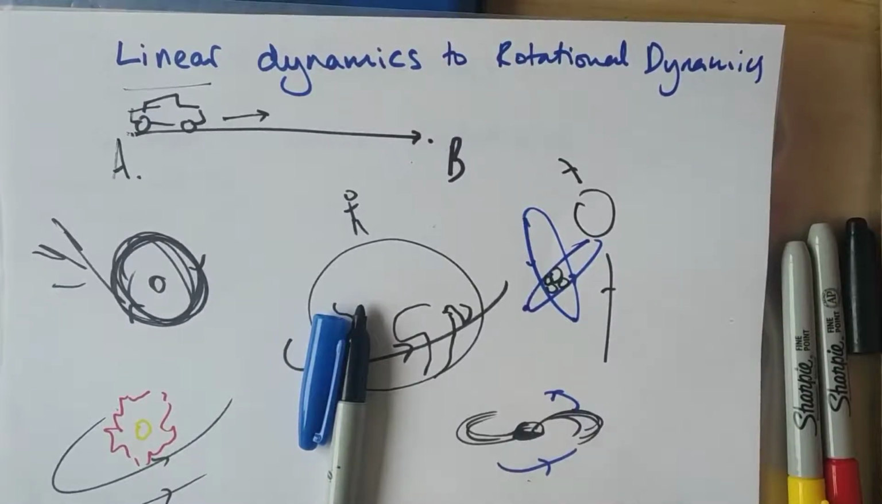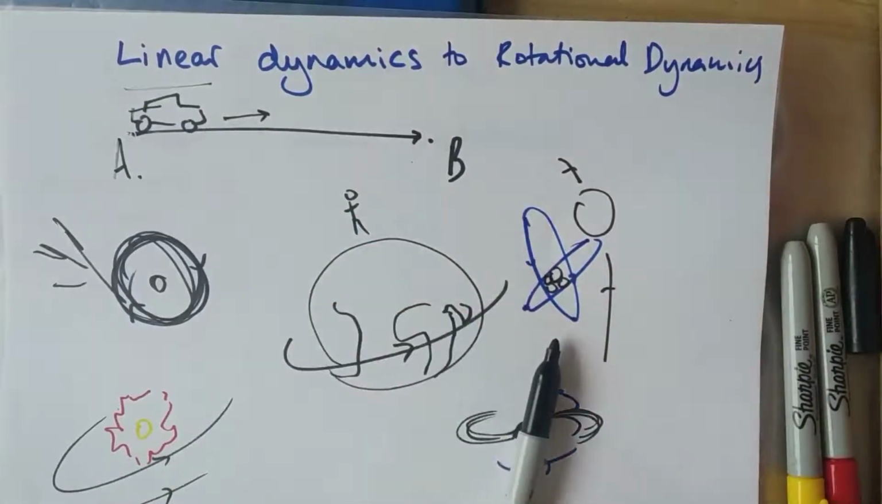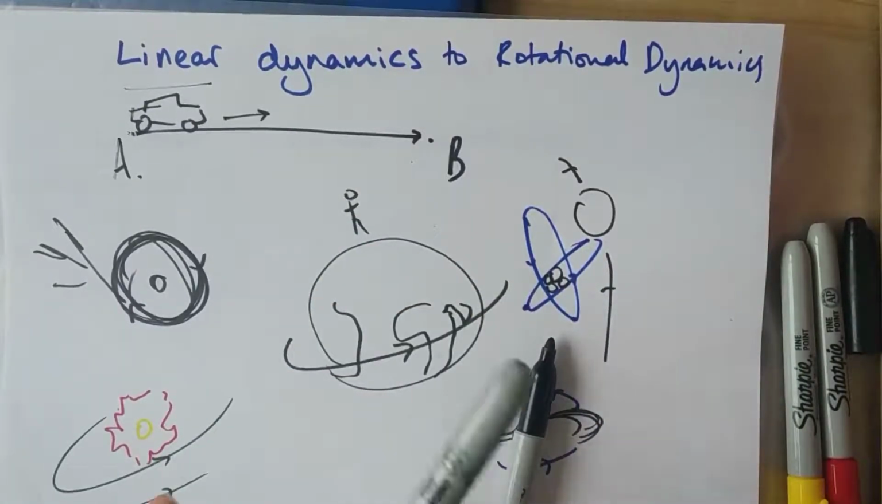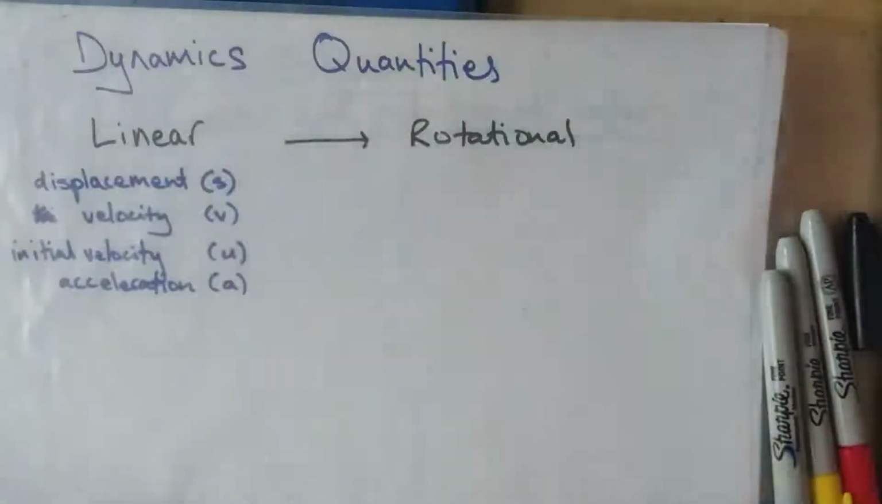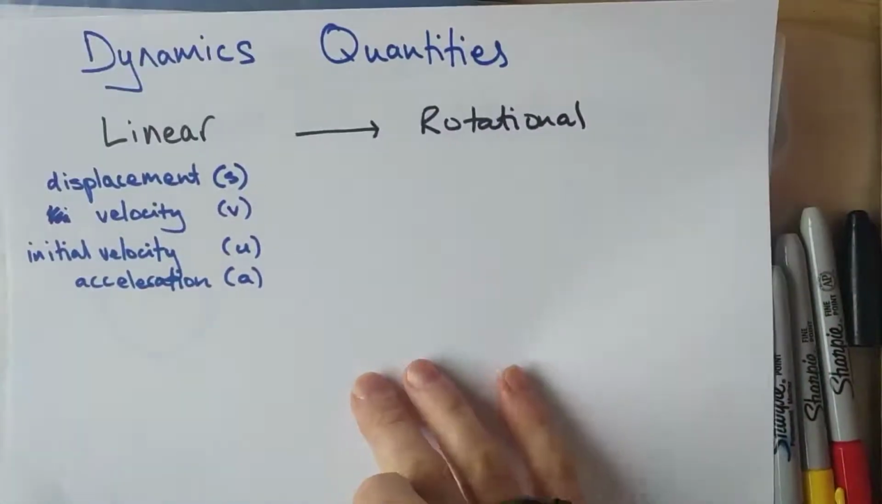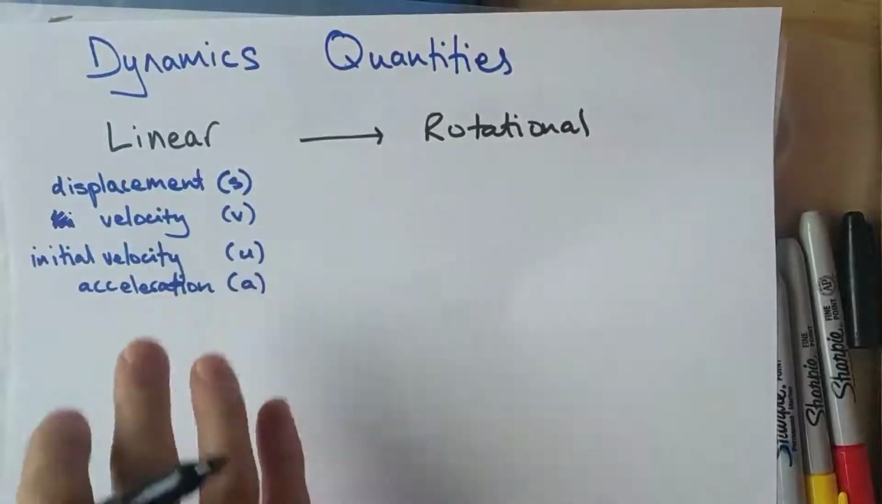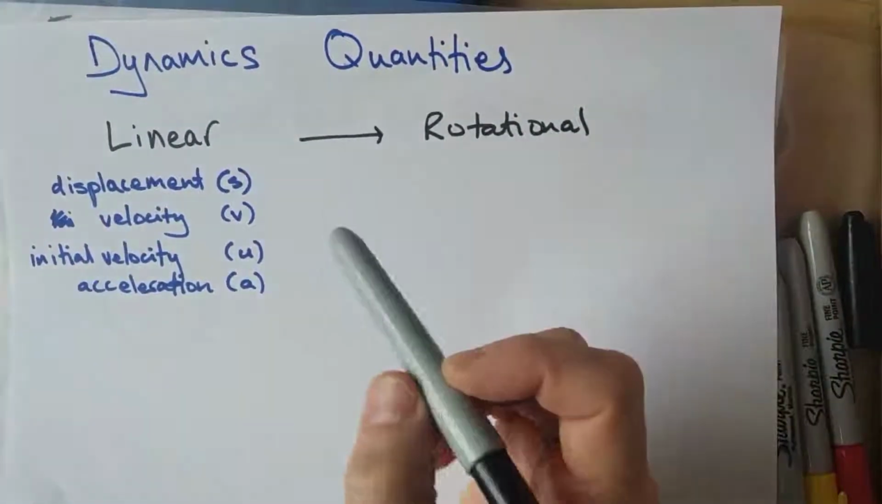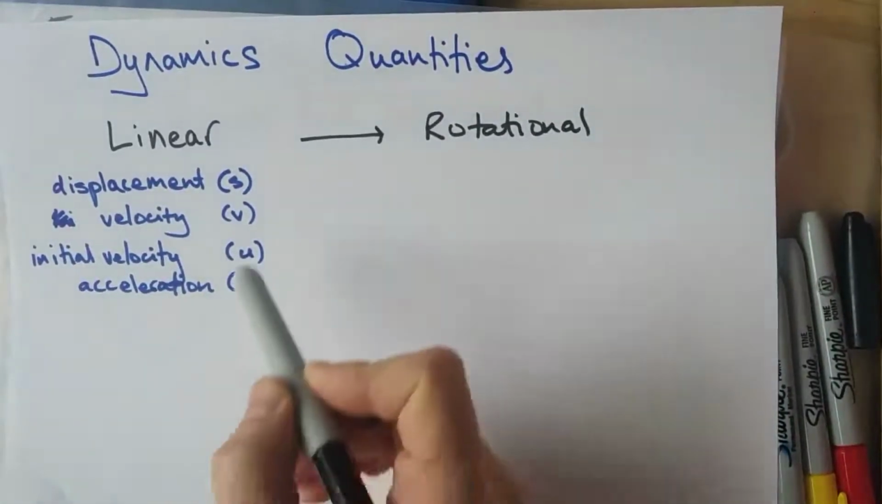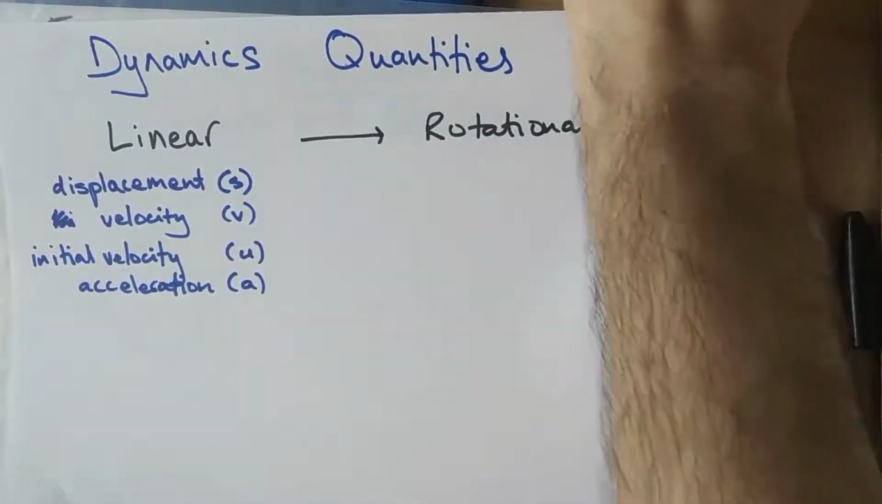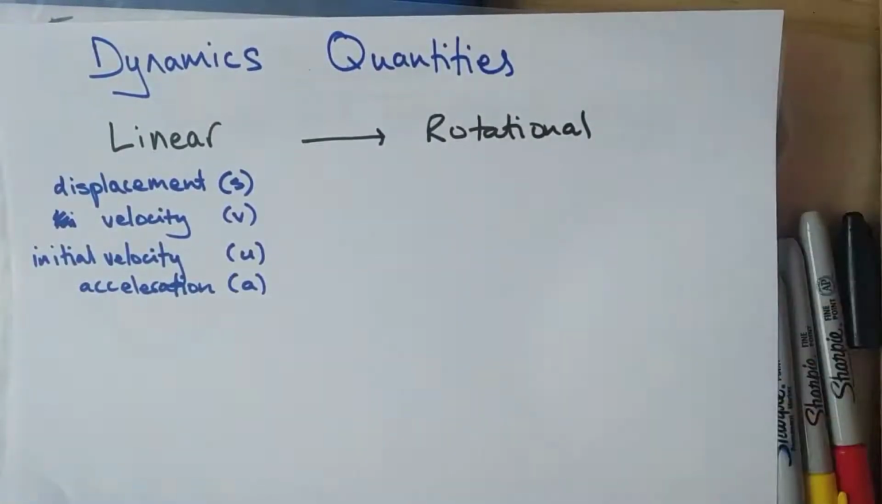The good news is, it's not really any harder, it's just new symbols. Once we get used to the new symbols, we're going to see that the actual process of using these quantities is not really any different. So first of all, before we can do anything else, we need some quantities to apply. Things we could measure in linear dynamics were the displacement of an object, its velocity, a velocity at the start as well to work out the change, and the acceleration of that body, the rate of change of velocity.